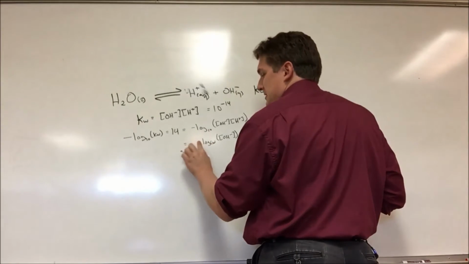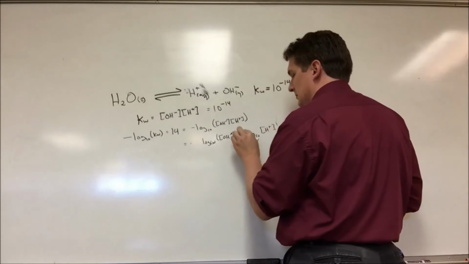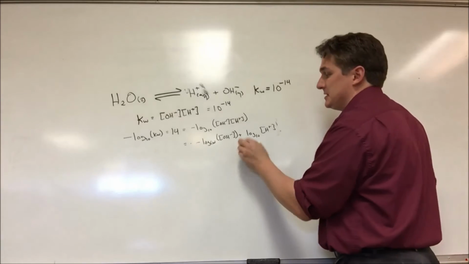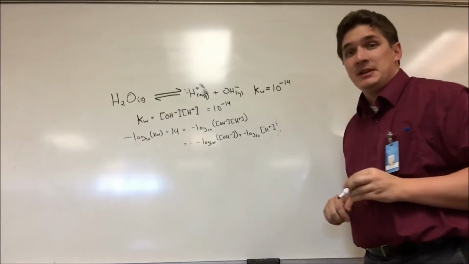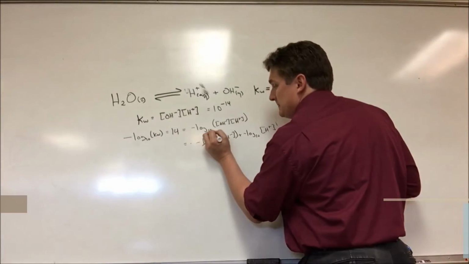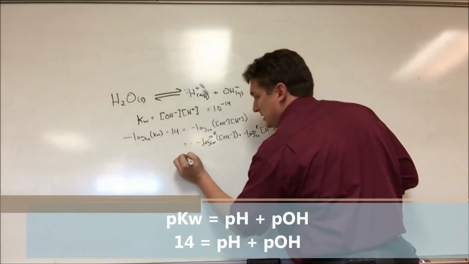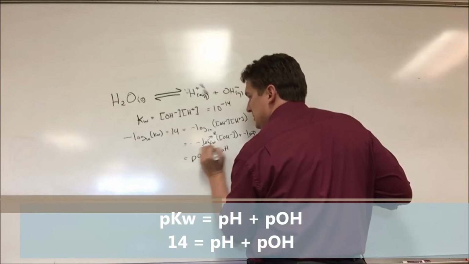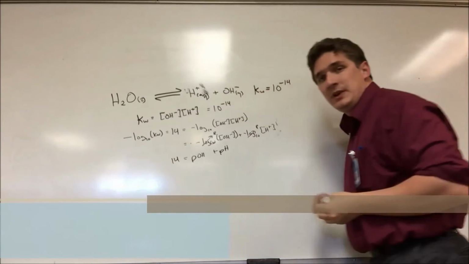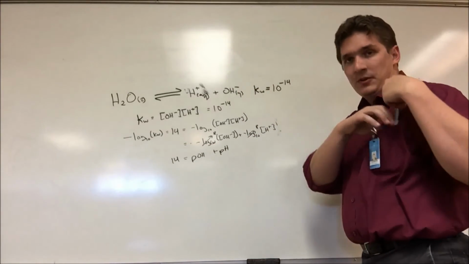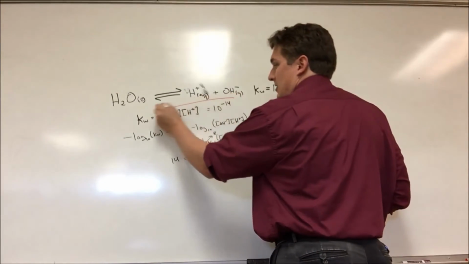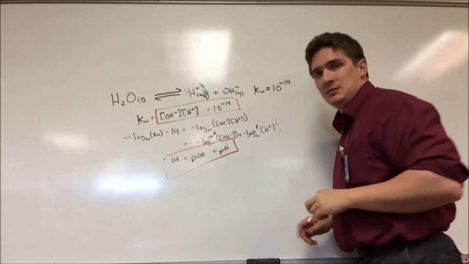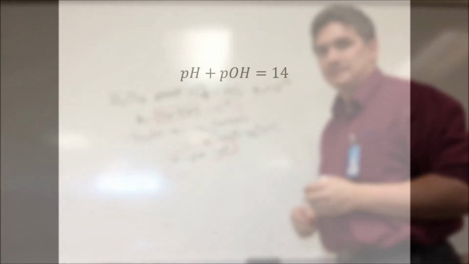And if we distribute this negative, we get negative log 10 of the concentration of OH minus plus negative log 10 of the concentration of H plus. And this by definition is the P. So we get pOH plus pH equals 14. So we have this other relationship we can work with. Our first one is the relationship based off the equilibrium constant, and the second is that the pOH plus the pH has to equal 14.